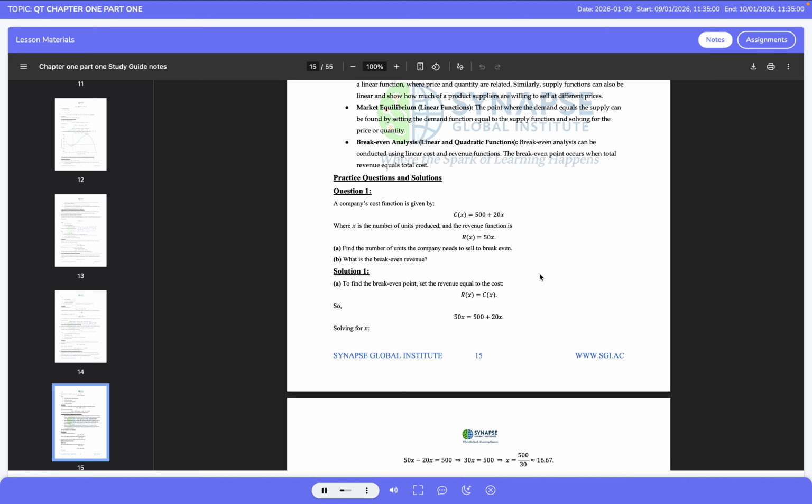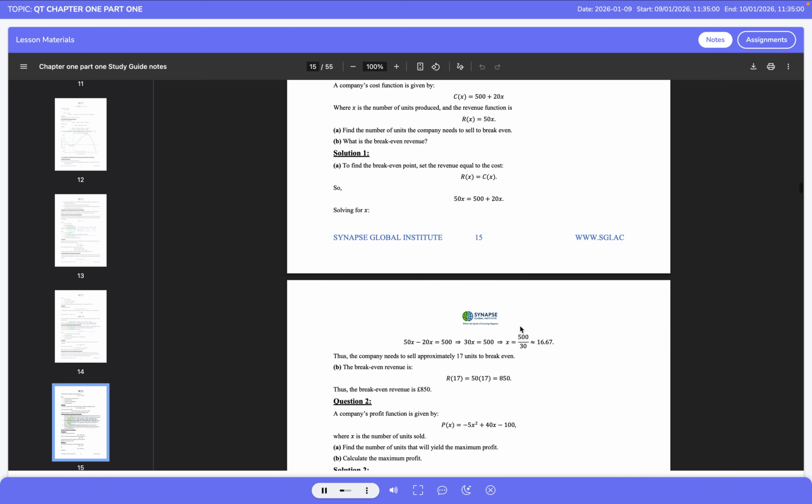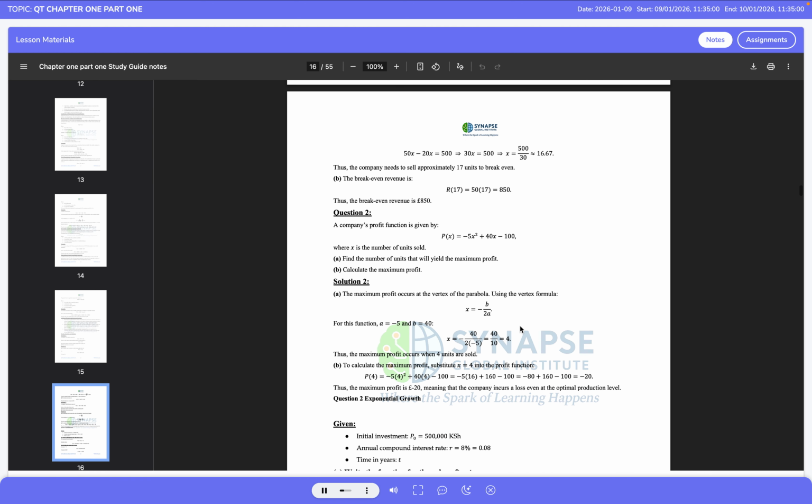The break-even revenue is found by substituting x = 17 into the revenue function, giving R(17) = 50 × 17, which equals £850.